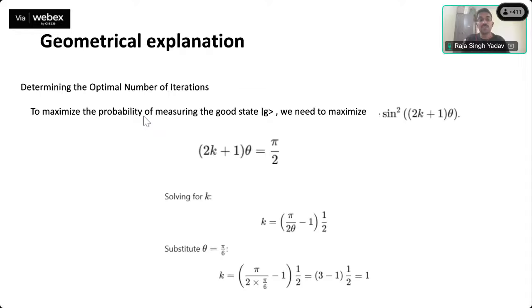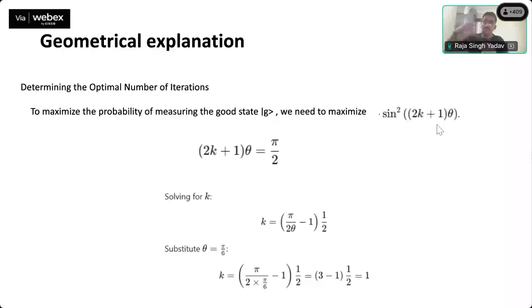To maximize the probability of measuring the good state G, we need to balance it. That means sine square (2k plus 1) theta. Now you must observe where this 2 came from and what the essence of k is, and why there is 1 here. One is the default, when you go through one iteration. This 2 is actually coming from the rotation and a reflection operator, that is, I have shown that it was 2 theta 0. That's where this 2 came from.